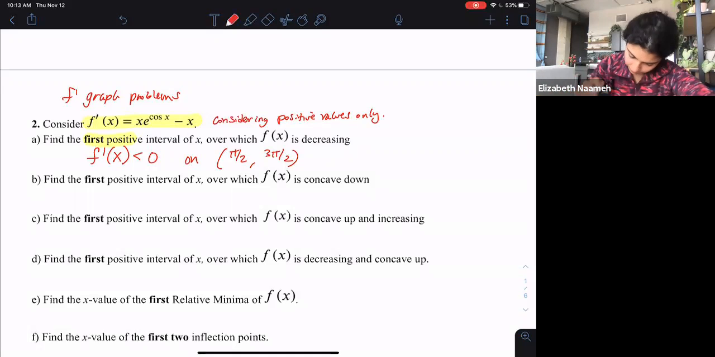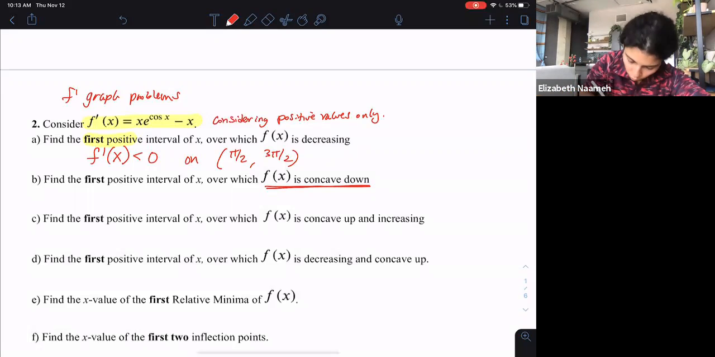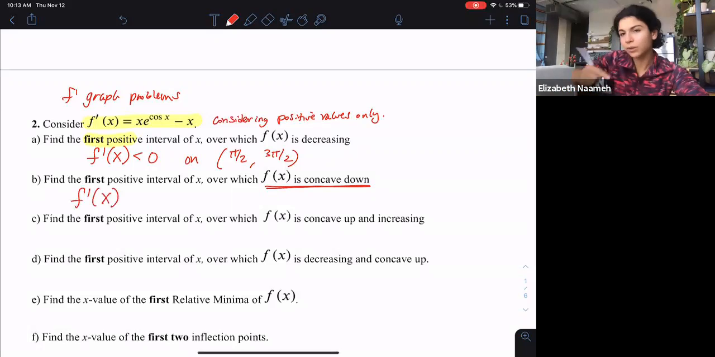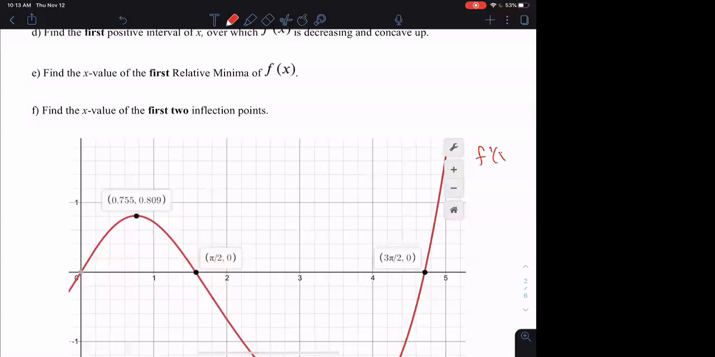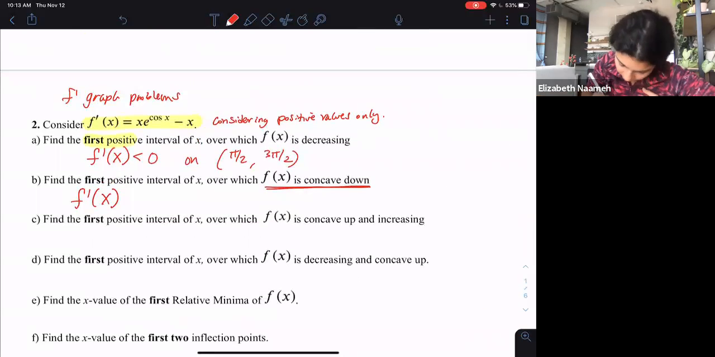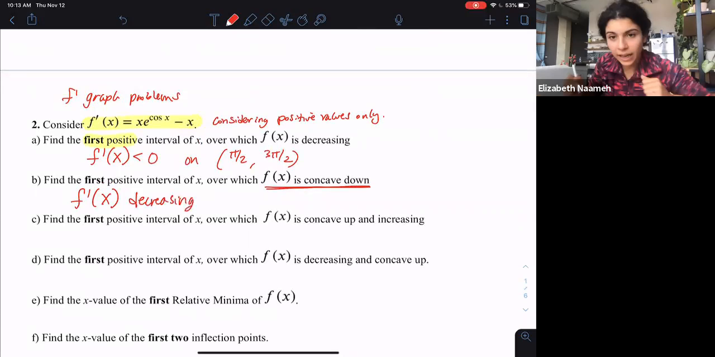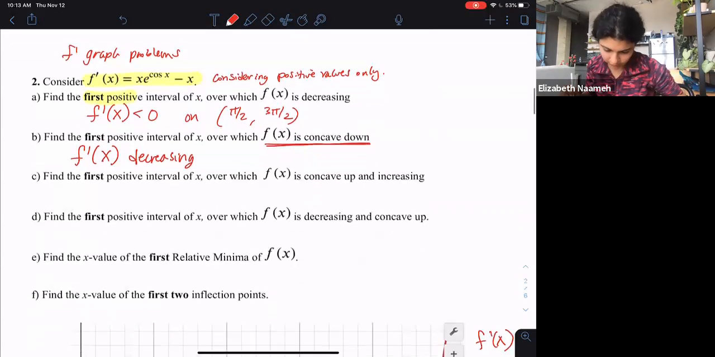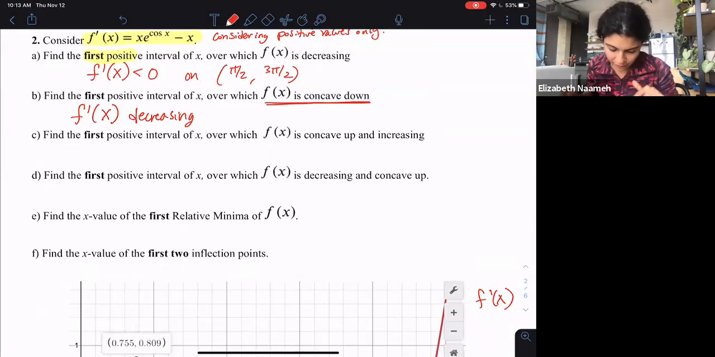Okay, let's do the next one, B. Find the first interval of x where f of x, write this down, is concave down. F of x is concave down. So if f of x is concave down, what's that mean about f prime of x? Don't give me the double prime derivative definition. We're dealing with the f prime of x graph. Decreasing. If I'm concave down, then f prime of x is decreasing. Was that Haley or Kaylee? Kaylee. Good job, Kaylee. Kaylee studied this. She memorized them on the first day. F prime of x is decreasing.